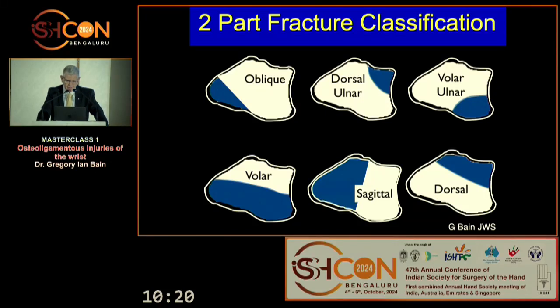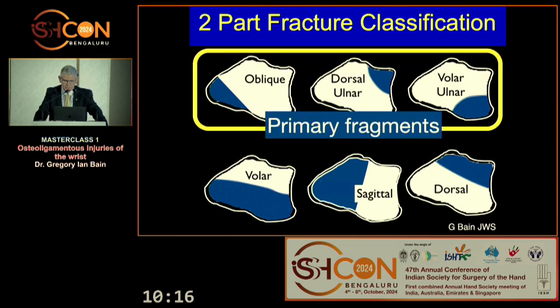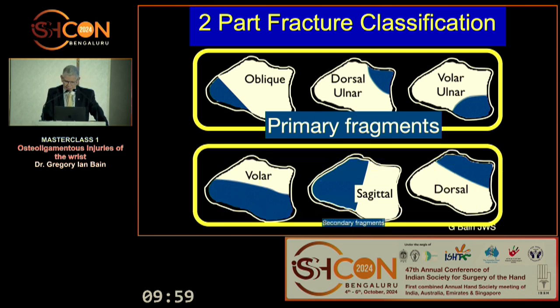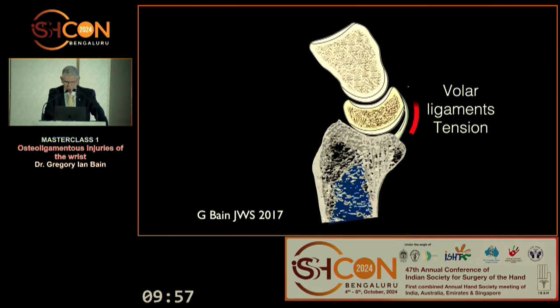We developed a two-part classification which is quite simple. Basically there are these primary fragments, which include the radial styloid, dorsal ulnar and volar ulnar corners. And these are the critical points of the associated fractures that we see in clinical practice. The ones on the bottom are probably a little bit less common and almost become a configuration of one part and another. So we call these secondary fragments.